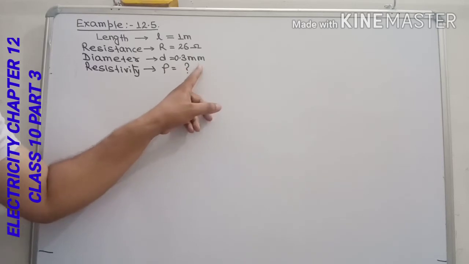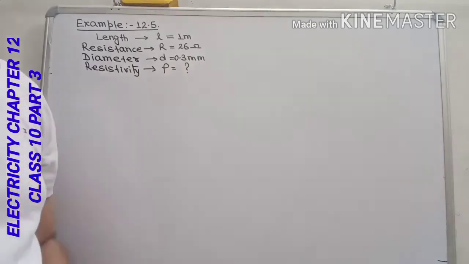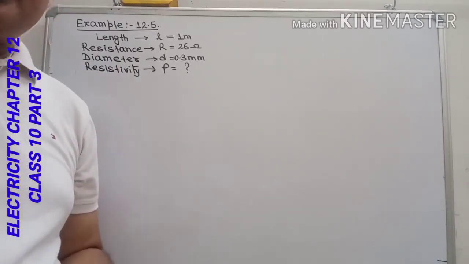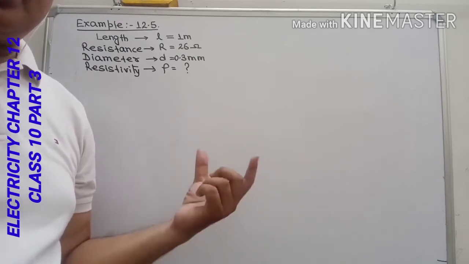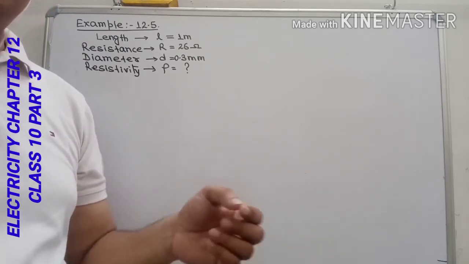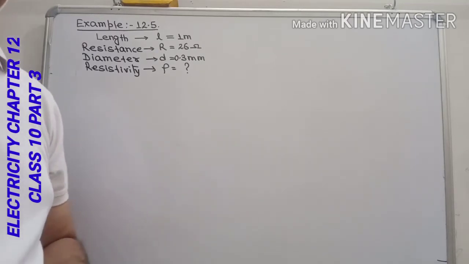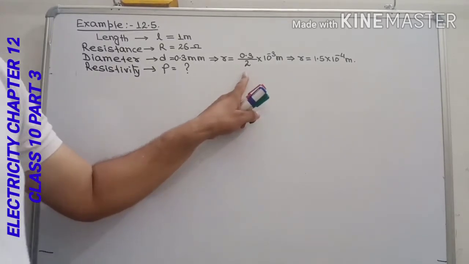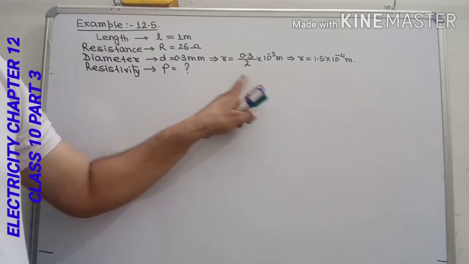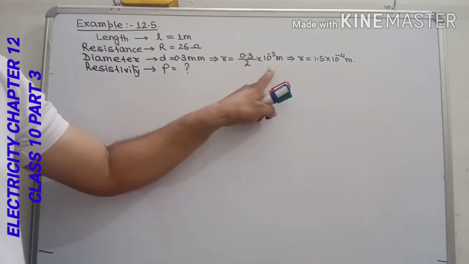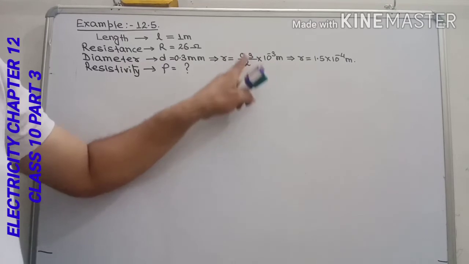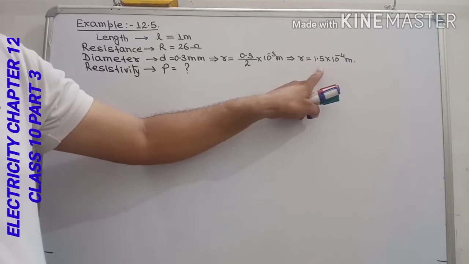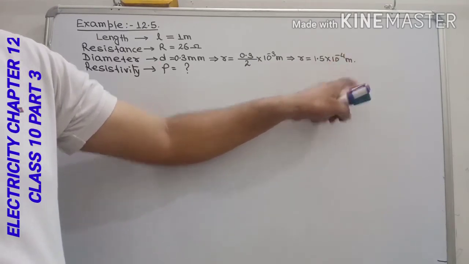So first of all, we have to change this millimeter into meter, and we have to find out the cross sectional area. Only after getting the cross sectional area of this conductor, we will put the value and we will get the resistivity of the conductor. So now we have got this resistance when it is divided by 2, and for millimeter we have converted it to 10 raised to the power minus 3. Now 0.3 upon 2 multiplied by 10 raised to the power minus 3 meter will come out to be 1.5 multiplied by 10 raised to the power minus 4 meter.